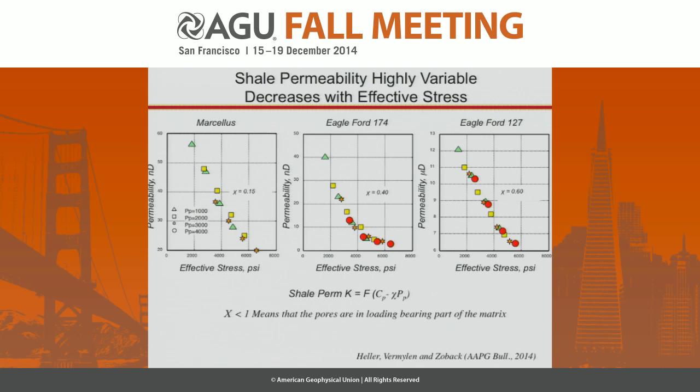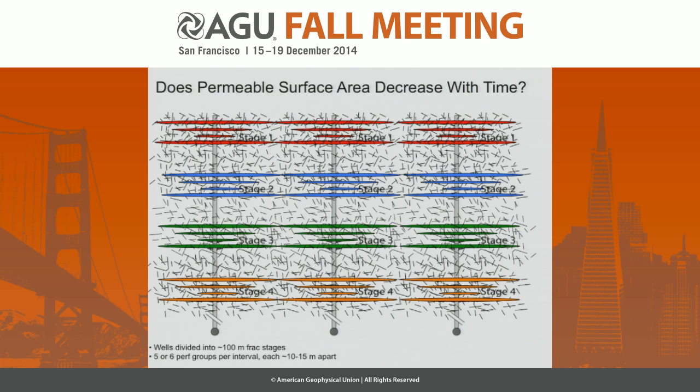I do want to make the point here that these are nano-Darcy scale permeabilities. I hope you can read that. And these are micro-Darcy scale permeabilities, much, much higher permeabilities. And so this kind of natural variation is extremely important. And I'll get to the reason for that in just a minute.